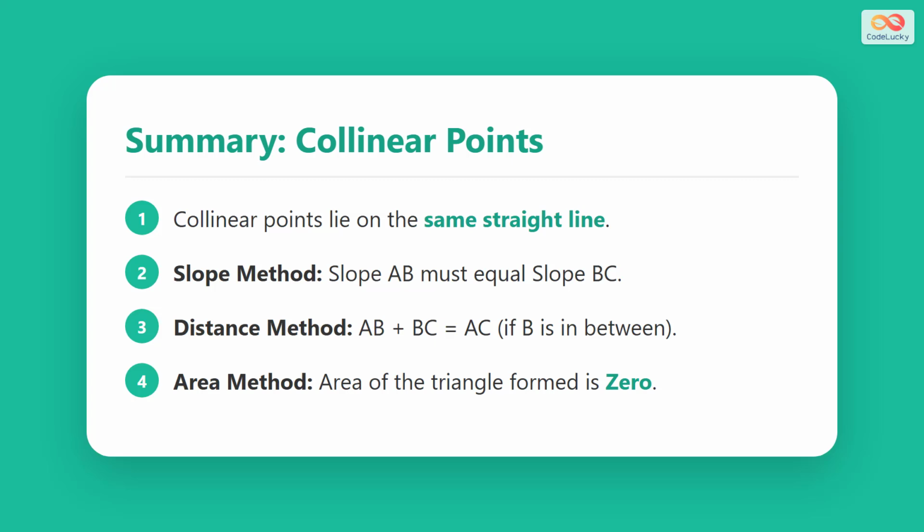To summarize, points are collinear if they share a line. You can verify this by checking if their slopes are equal, if the segment distances add up, or if the triangle area formed by them is 0.